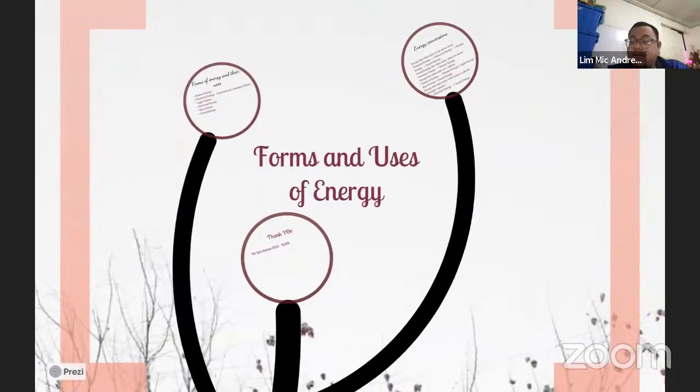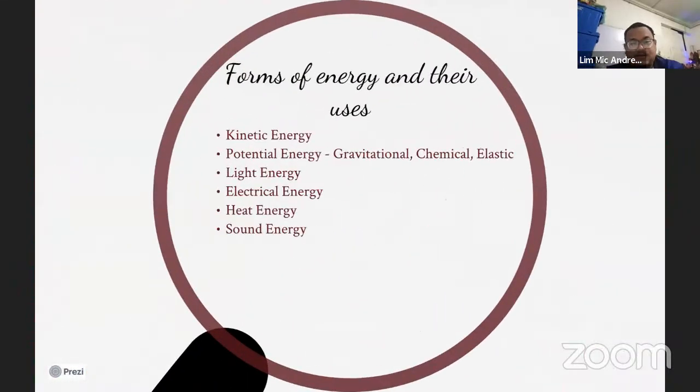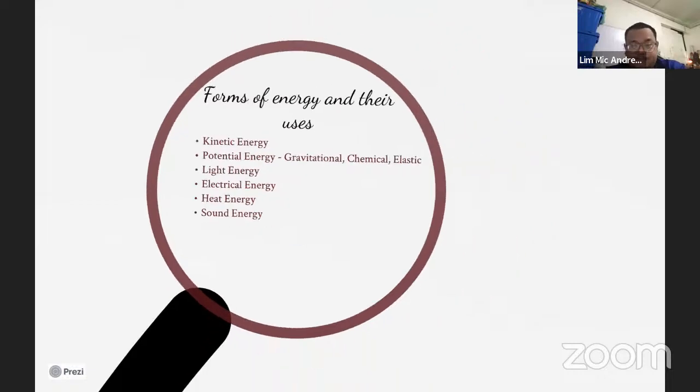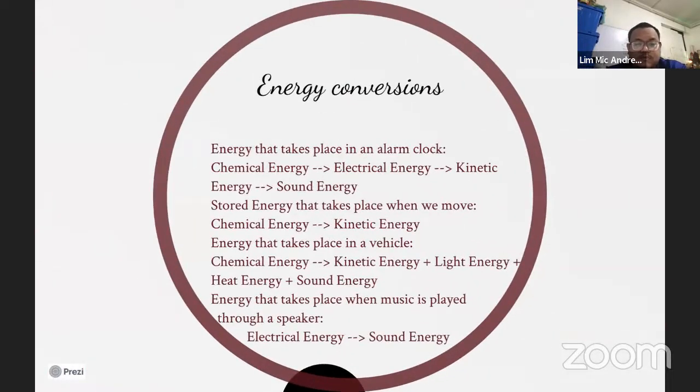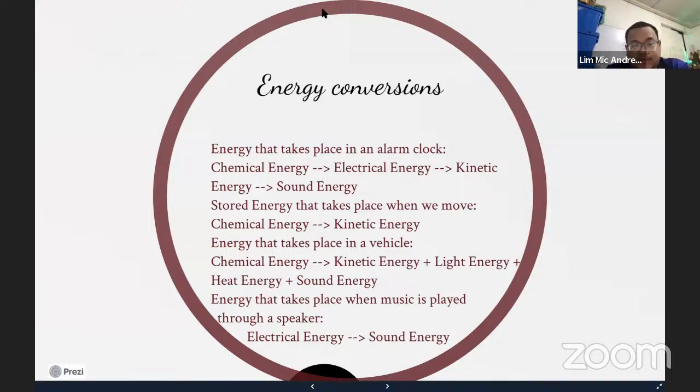Now, after looking at the sources, we look at the forms of energy and how we use them. There are different types of energy. So we have kinetic, potential, light, electrical, heat, and sound. So what do we use them for? Before that, there is one thing called energy conversion.